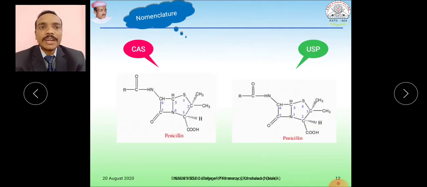If we see the nomenclature as per CAS, Chemical Abstracts, and USP: in Chemical Abstracts, the sulfur is denoted as number 1 position, while in case of USP, the nitrogen is denoted as number 1 position.